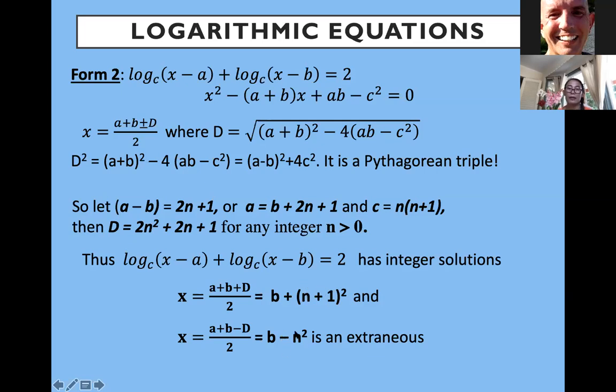However, this one here, you have B, and then you minus a positive number, so it will be less than B. So this one is always an extraneous solution. So you can have that part.